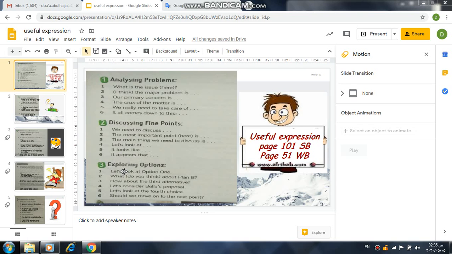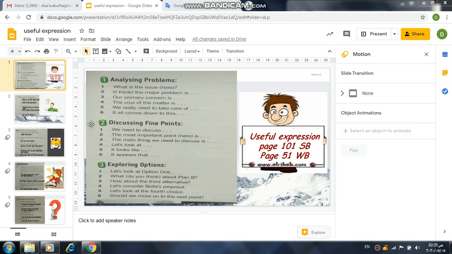Number 3, exploring options. If I wanted to explore options, we will use: Number 1, let's look at option 1. Number 2, what do you think about plan B? How about the third alternative? Alternative means بديل. Number 4, let's consider Bella's proposal. Number 5, let's look at the fourth choice. Number 6, should we move on to the next point?